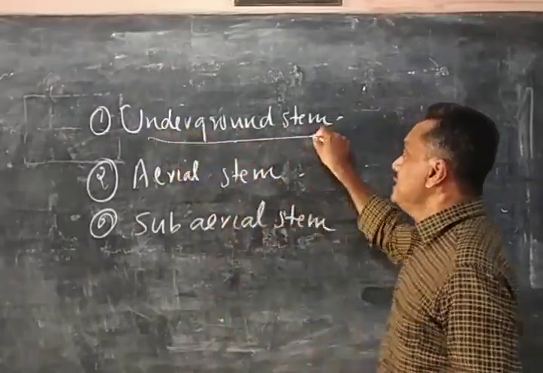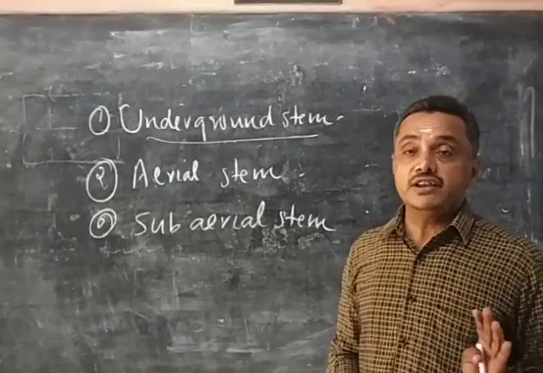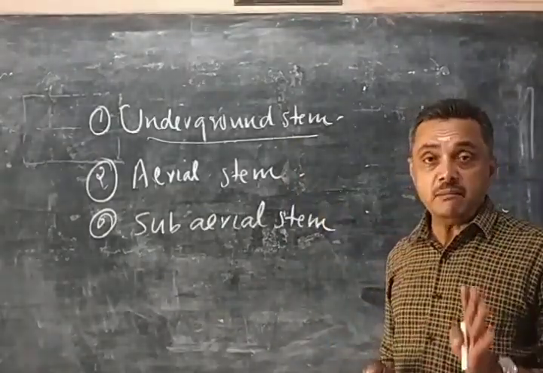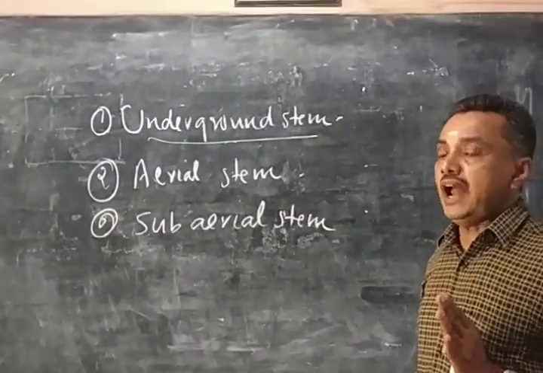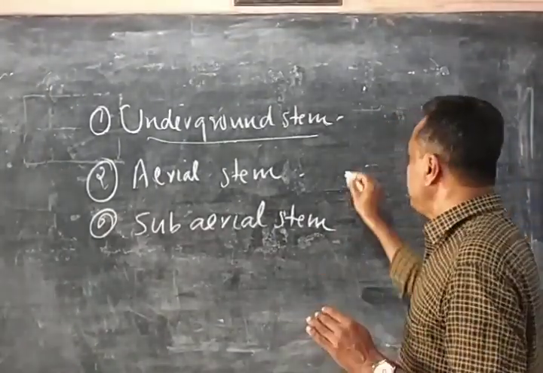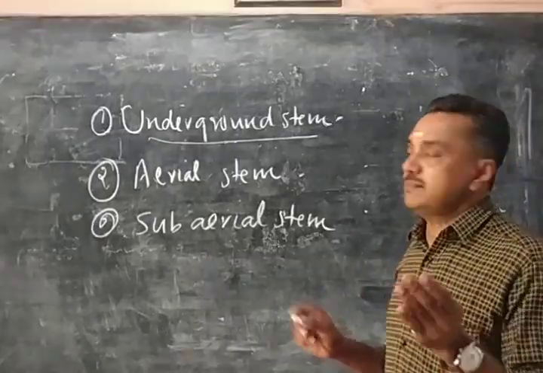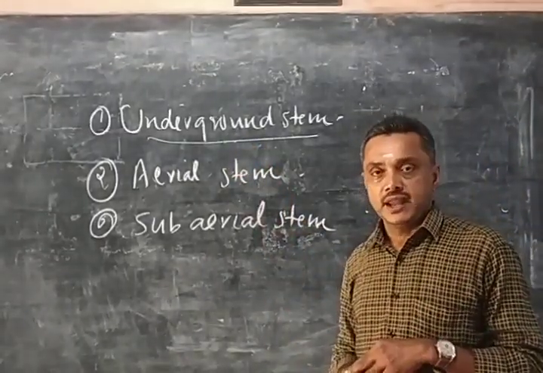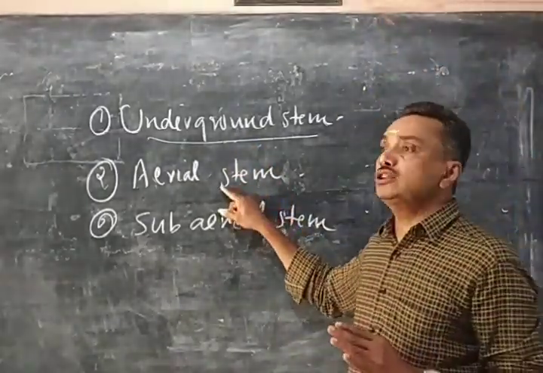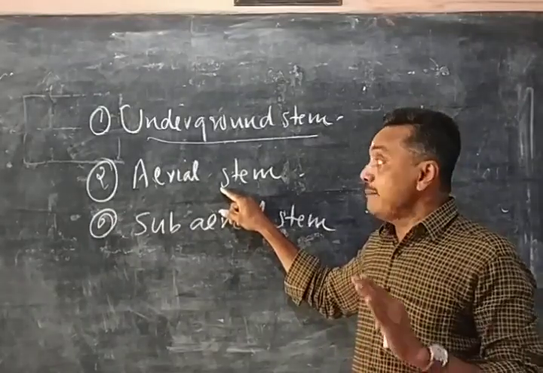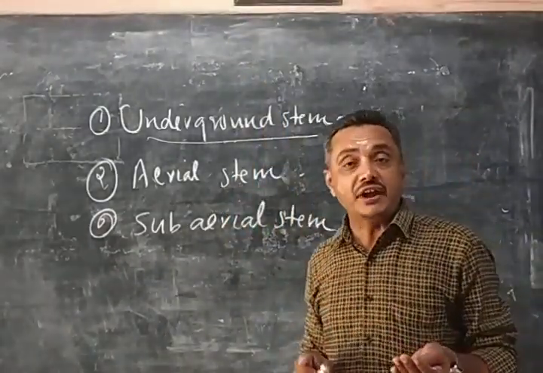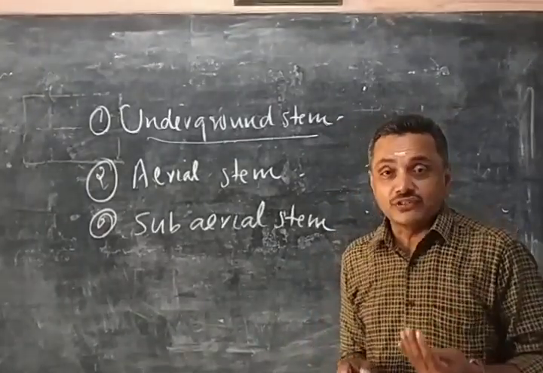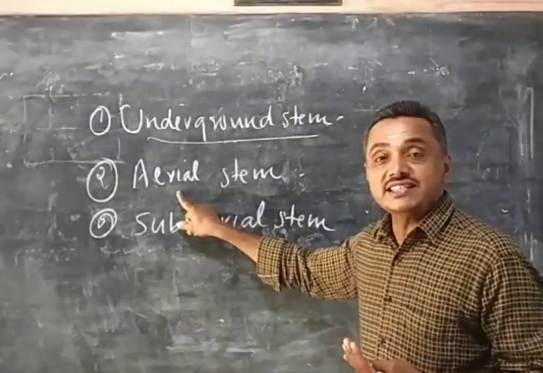Underground stem means the stem present below the soil level. In many cases, the stem is present below the soil level, and such a stem is called an underground stem. And the stem present above the soil level, growing vertically, is called aerial. You might have heard about the aerial of the TV or the aerial of the radio. Aerial means towards the air.